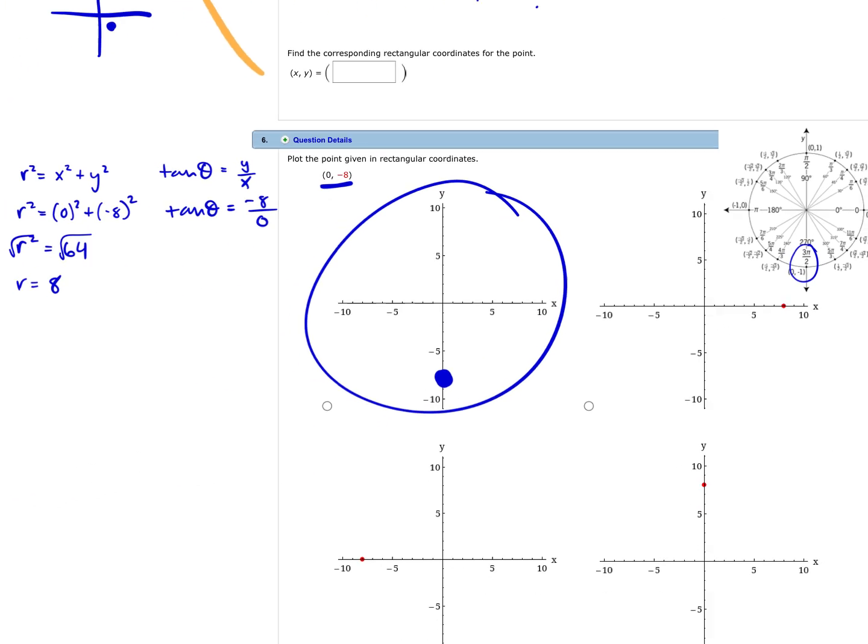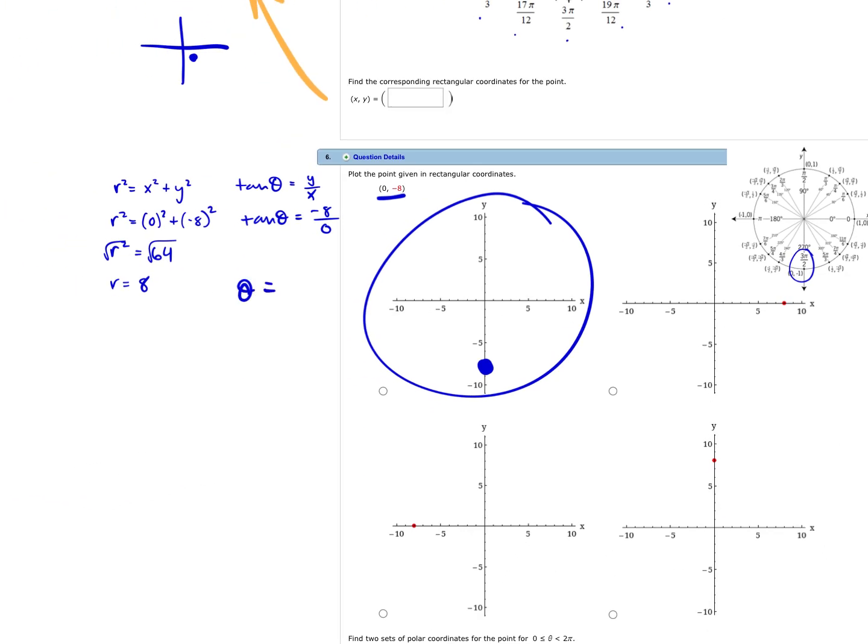So it's always going to work out that way. So our theta is 3 pi over 2. So our point would be 8 comma 3 pi over 2. It's always r comma theta.